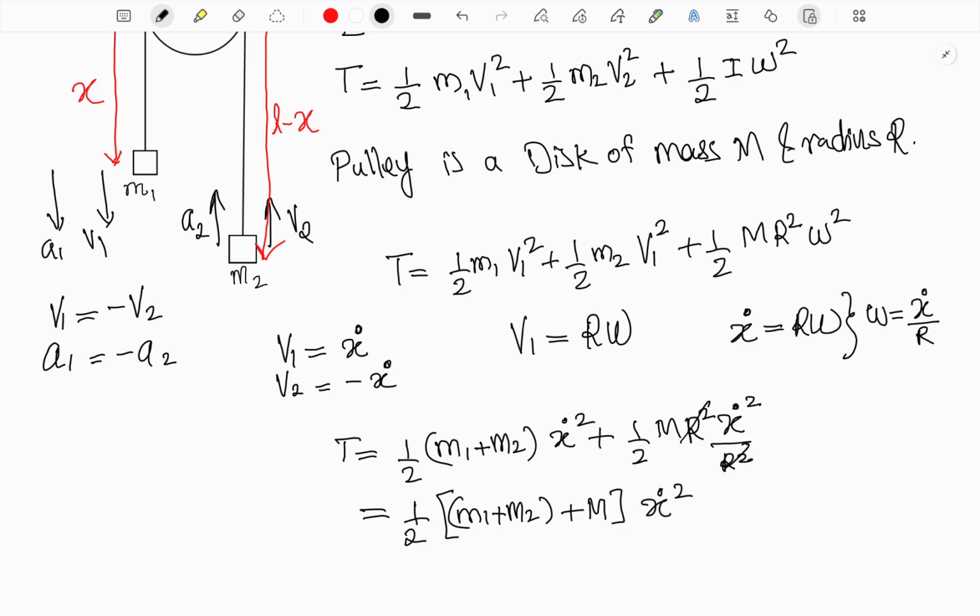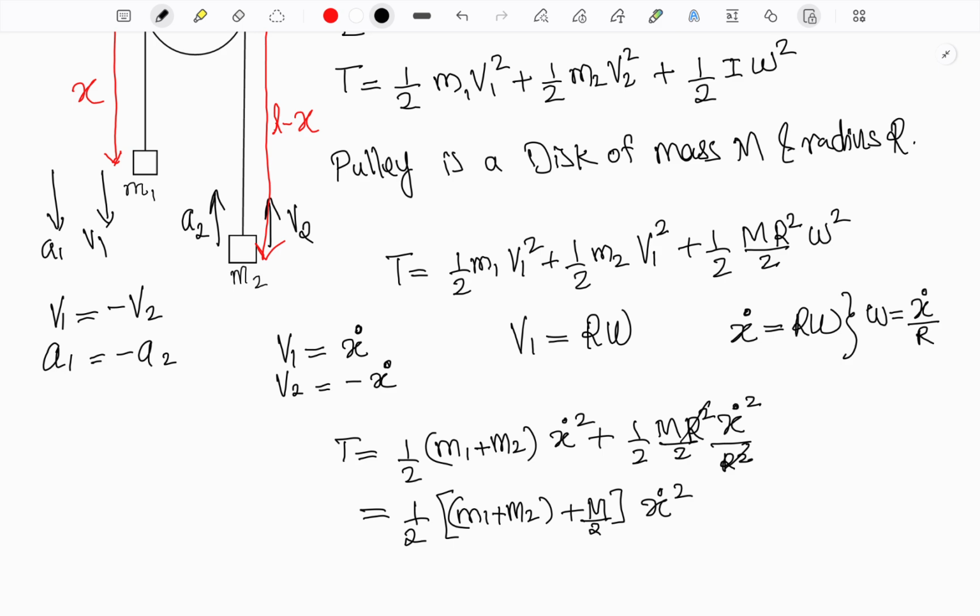So here, when I substituted for the moment of inertia of the disk, I made a small mistake. Moment of inertia of a disk is mr square by 2. So that by 2 I forgot to write. So here the capital M will be having a denominator 2.